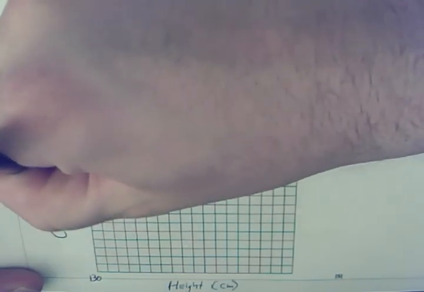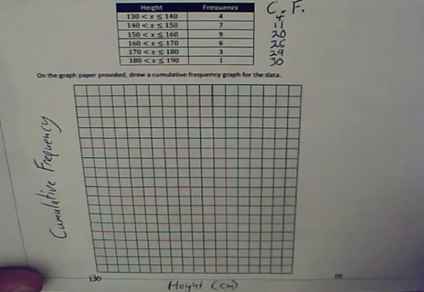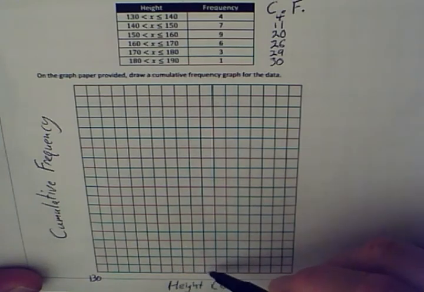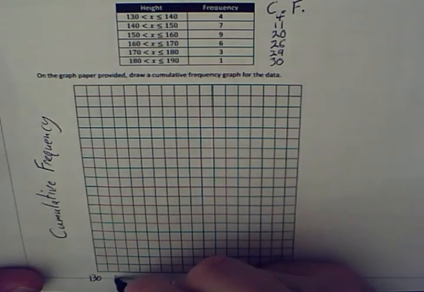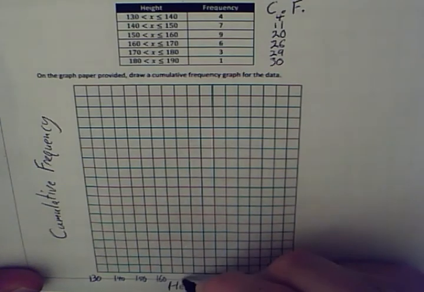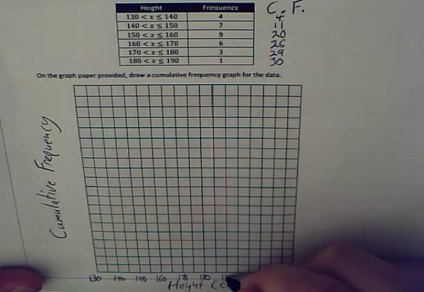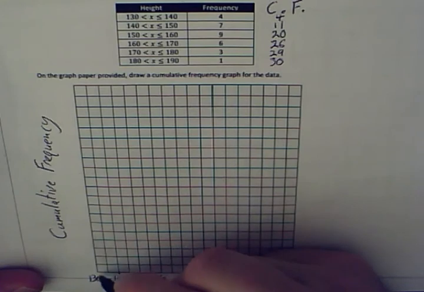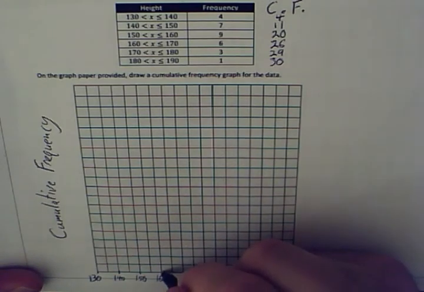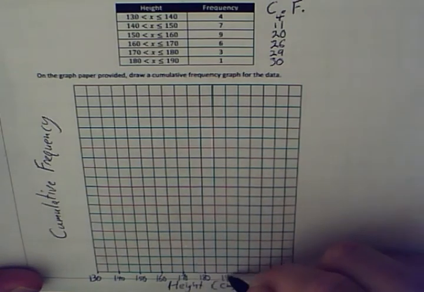Always on this side it's going to be cumulative frequency, if it's a cumulative frequency graph we're drawing, which it is. So, cumulative frequency and height. It goes from 130, and let's see, 140, 150, 160, 170, 180, 190, and that's it. That's as far as I need to go. So this point here is 130, 140, 150, 160, 170, 180, 190.